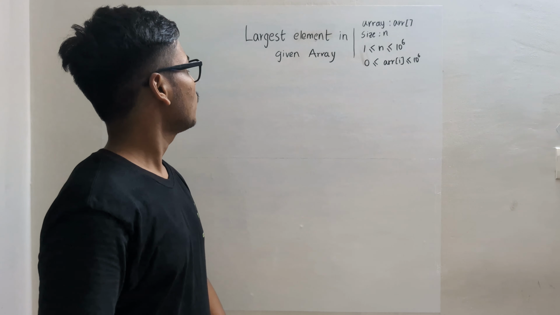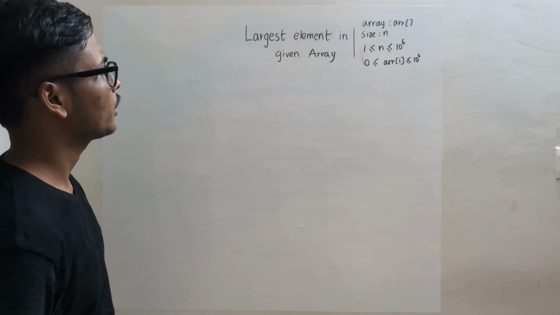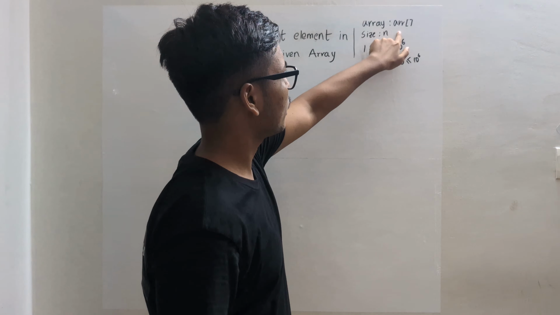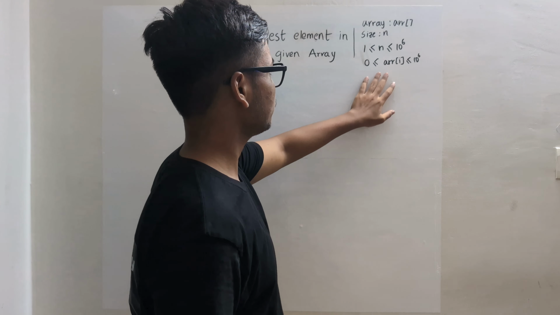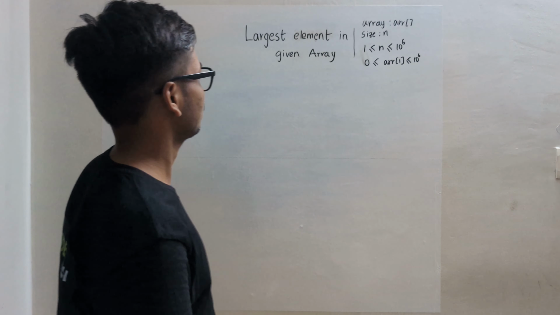In this video, I am going to explain how to find the largest element in a given array. The constraints given are these. The array is named ARR and the size n varies between 0 to 10 power 6, and the values of the array are between 0 to 10 power 6.